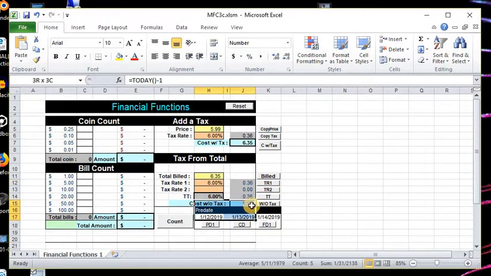And then down here, what I have is dates. I have yesterday, today, and tomorrow. And you could copy these dates into the clipboard for pasting into any application that you want to paste it into.